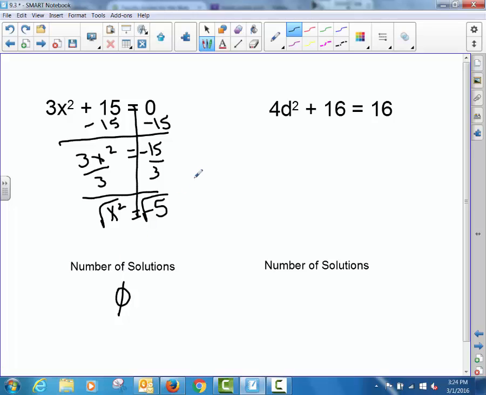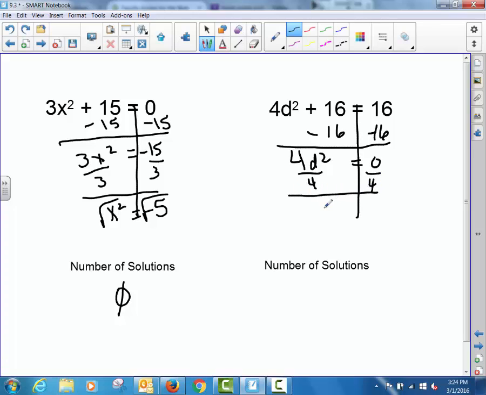Okay? All right, let's try this one. First thing we do is minus 16 on both sides. That leaves us with 4d squared equals 0. Divide both sides by 4, and that gives us d squared equals 0.